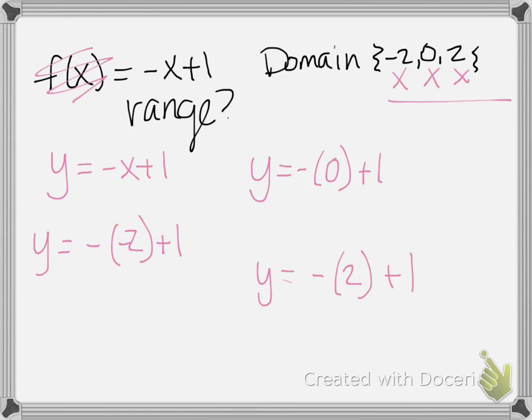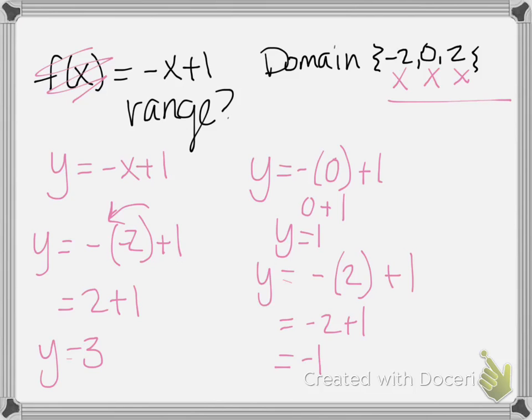Okay, whenever I'm inserting a number, I'm going to put parentheses because when I put a negative number in for a negative x here, it's going to change it to a positive. So there's going to be 2 plus 1, so y is going to equal 3. Negative times 0 is going to give me still 0. 0 plus 1 is 1. Negative times 2 is negative 2 plus 1. Negative 2 plus 1 is negative 1. So I'm going to have these as my ranges.